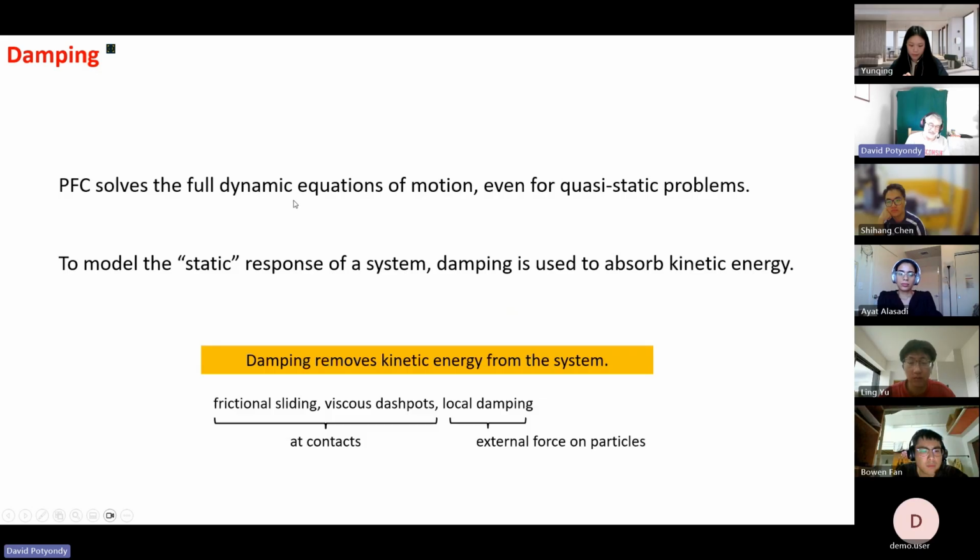As you know now, we are doing F equals ma. That's what I mean by the full dynamic equations of motion. And even if we have a quasi-static problem, like an odometer test, particles being squeezed by a piston, nothing really is happening in there. They're just being squeezed. There's a force, and we're slowly moving it, so the force is slowly growing. We call it a quasi-static problem. We still are solving F equals ma.